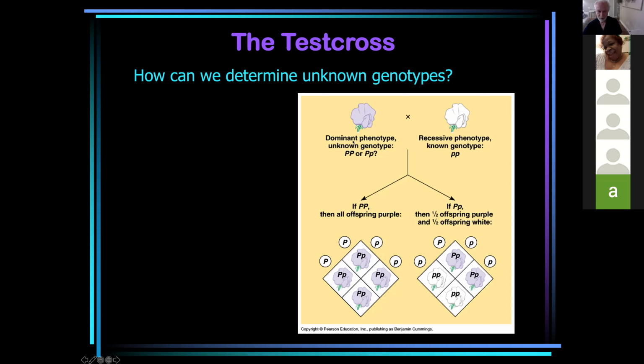Now, if this purple plant is homozygous dominant, big P, then you're crossing a big P with a little p, and all the progeny will be heterozygotes. That means they're all purple. And so if you make this cross and all the progeny are purple, then you know this parent was homozygous dominant.